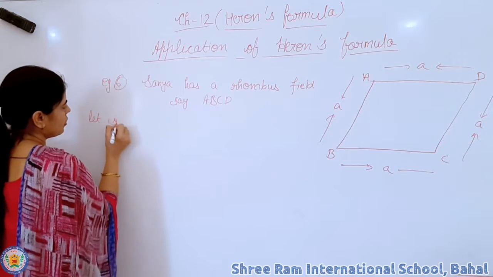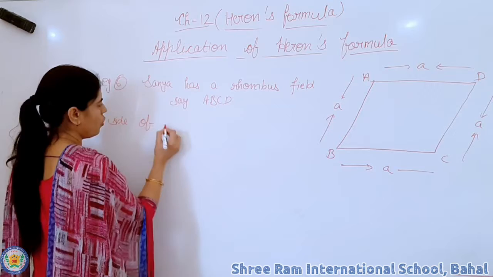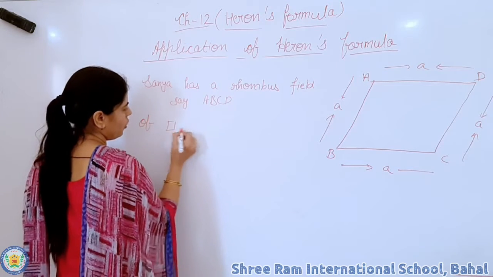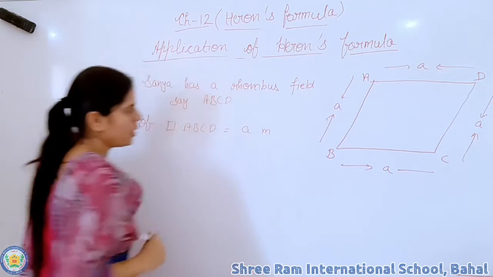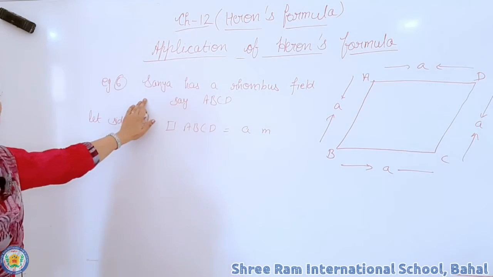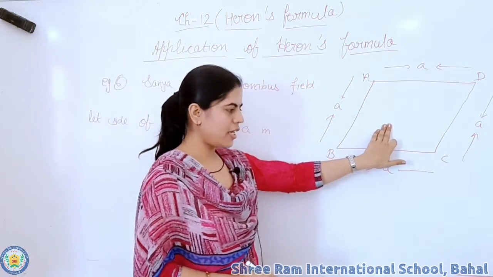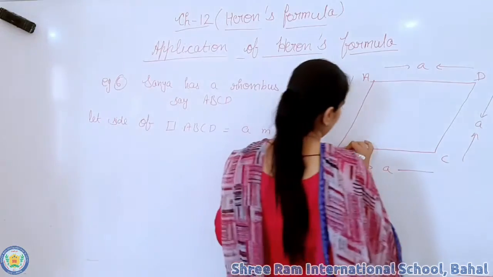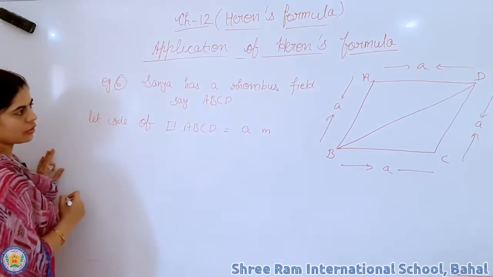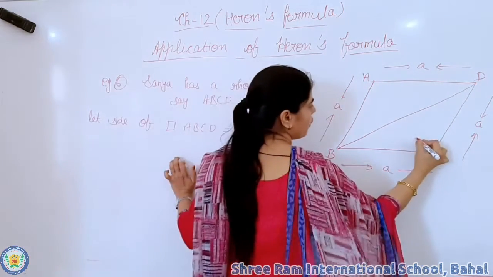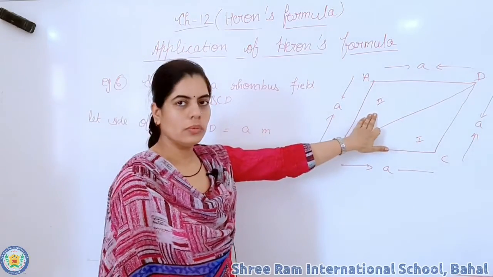Let the side of rhombus ABCD be equal to a meter. Sanya wants her daughter and her son to work on this land, so she divided it into two equal parts. Say this is part 1 and this is part 2. Part 1 is equal to part 2.